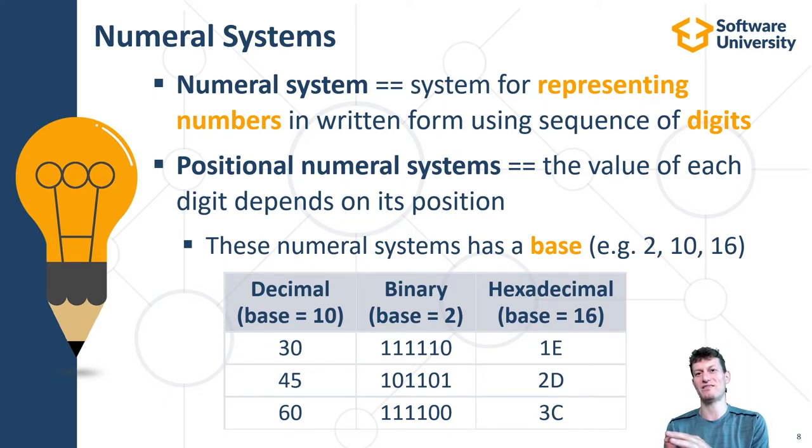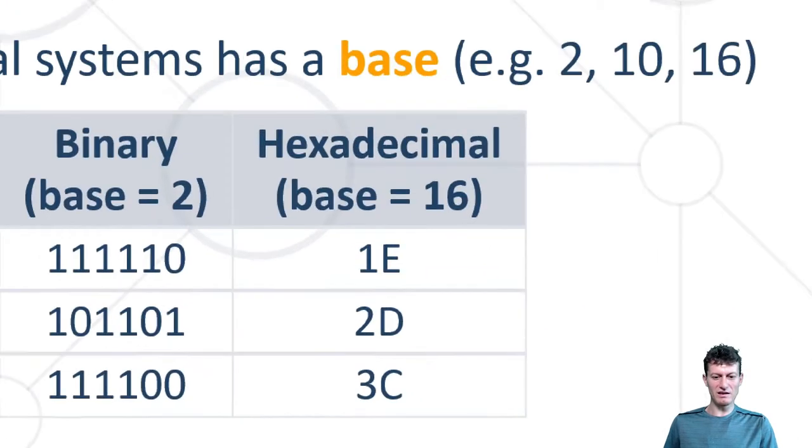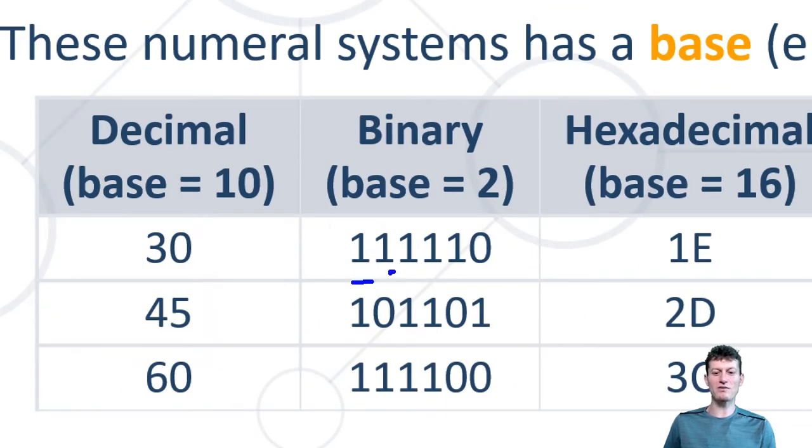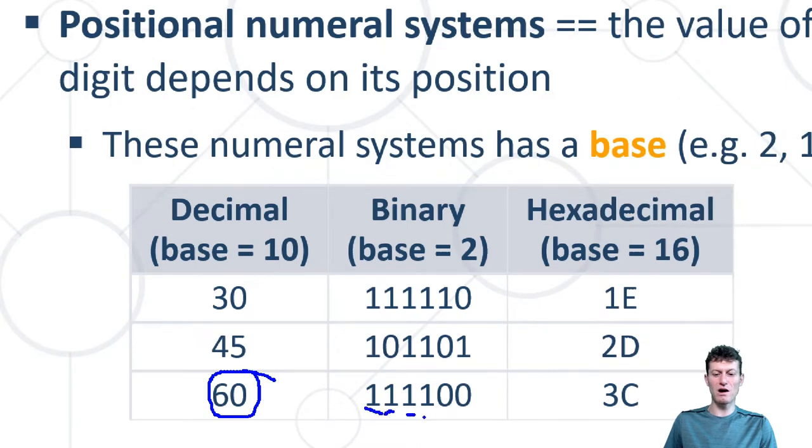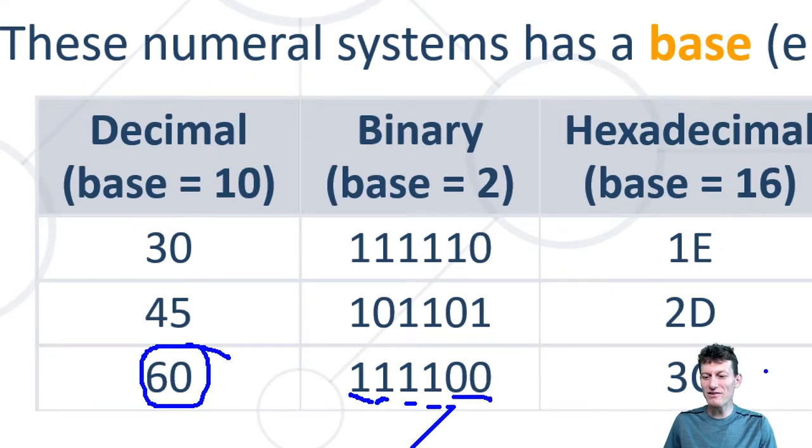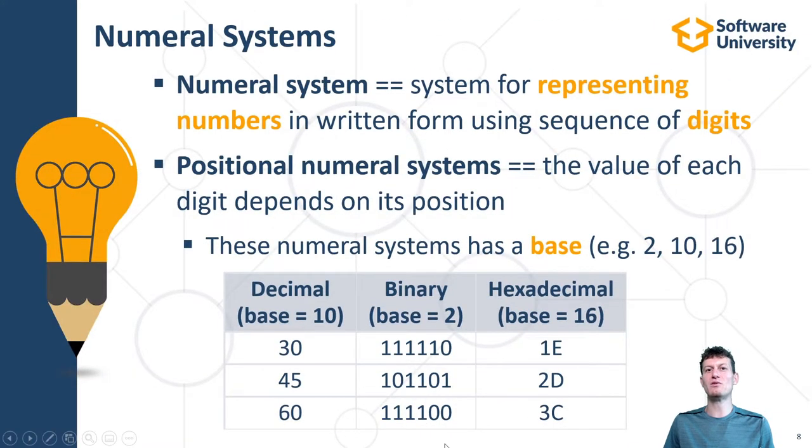On the slide, you can see the decimal, binary, and hexadecimal representation of numbers like 30, 45, and 60. 30 is represented as 11110 in binary and 1E in the hexadecimal system. 45 is represented by 101101 in binary and 2D in hexadecimal. And 60 is represented by 111100 in binary and 3C in the hexadecimal system.